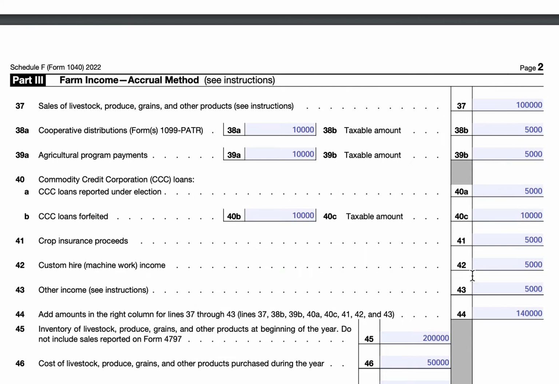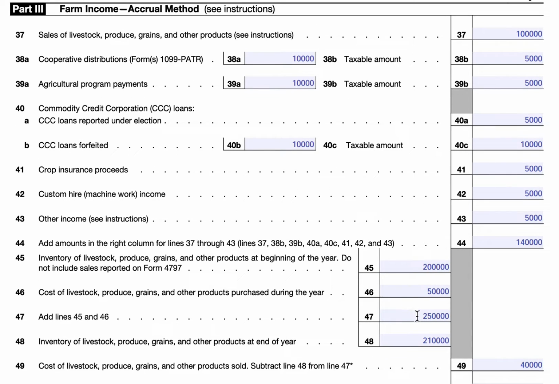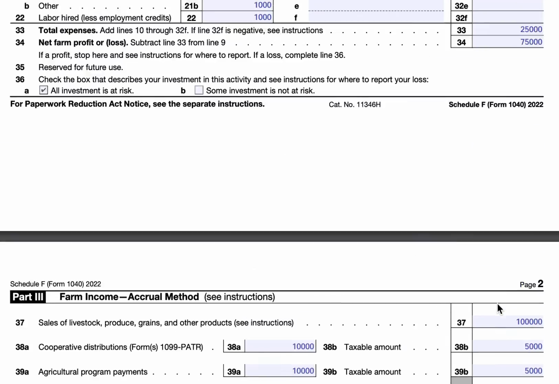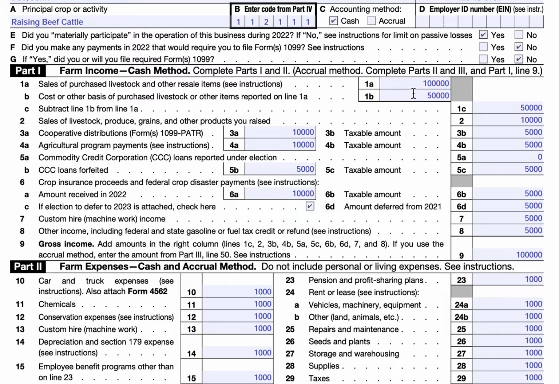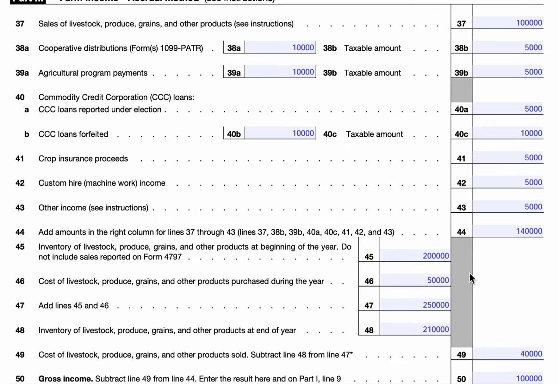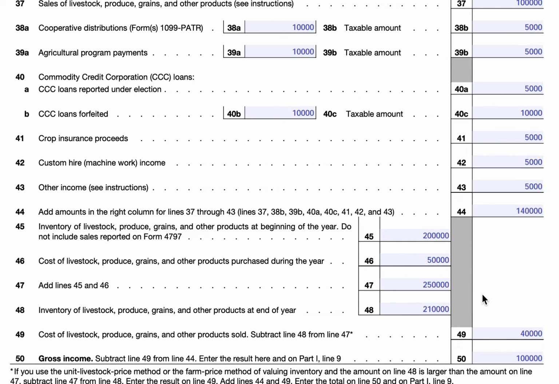The focus item that I really do want to look at is how you generate the cost of the livestock, grains, and other products sold. So here, you enter the cost of all that here in line 1B, then you subtract it to get your profit from those sales. In part 3, you actually report the sales, then you have to calculate the cost of the goods that were sold, and your net profit is the difference. And you use a beginning year inventory and an ending year inventory to do that.